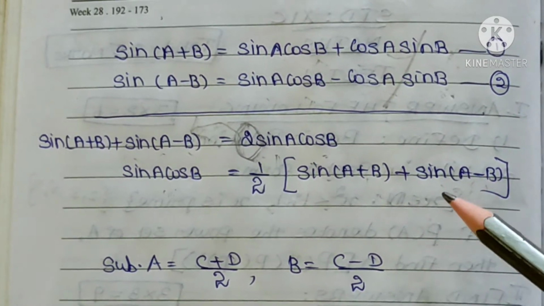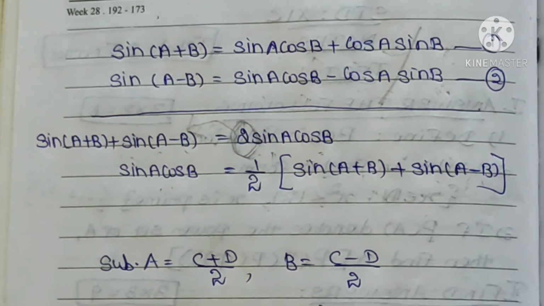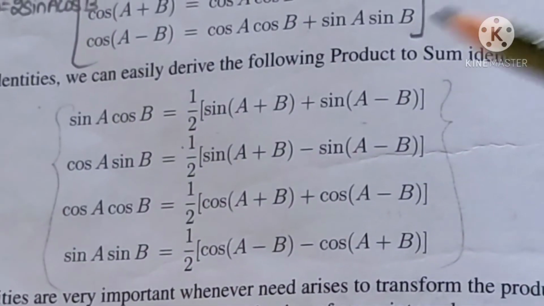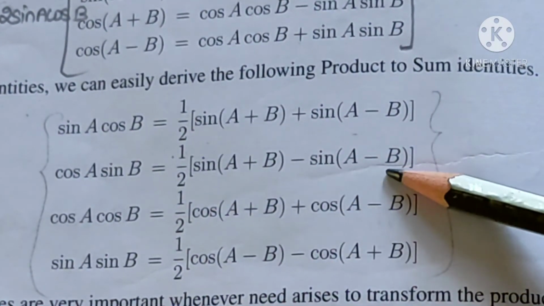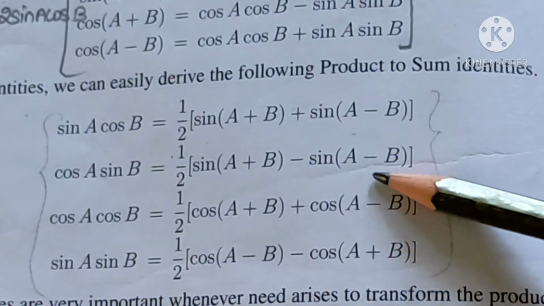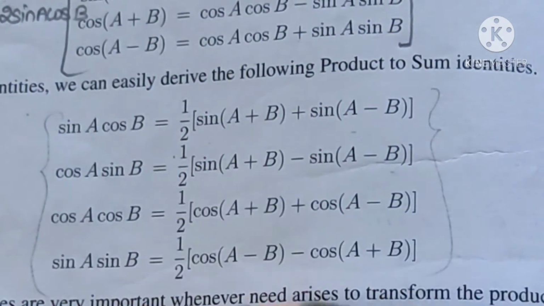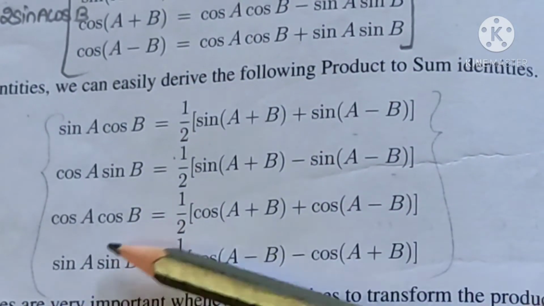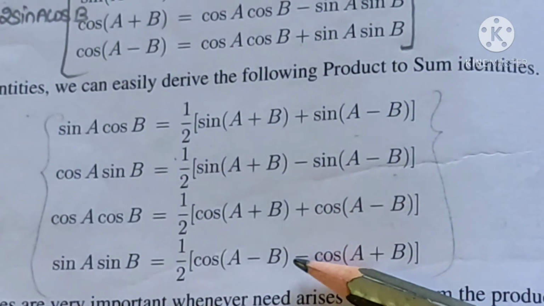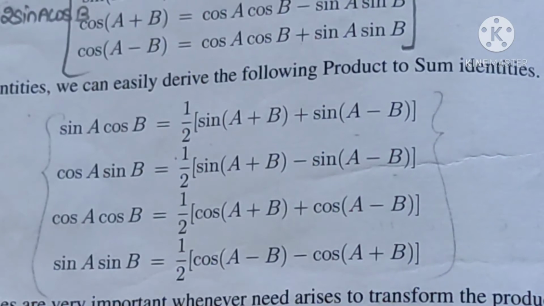Like this you complete the other functions also. So cos A sin B is 1 by 2 into sin A plus B minus sin A minus B. Find out the subtraction of the terms, we get cos A sin B. And we use the cos terms, find out the addition, cos A cos B. Then find out the subtraction, you get sin A sin B.